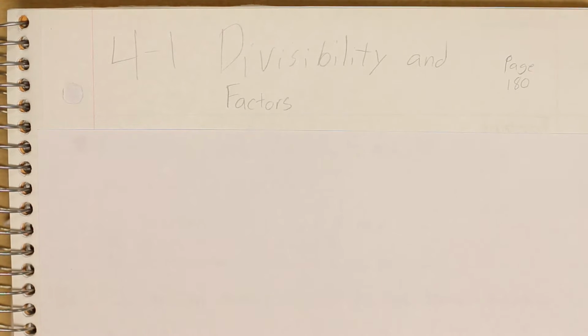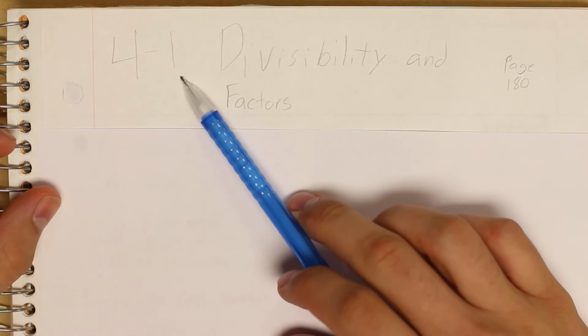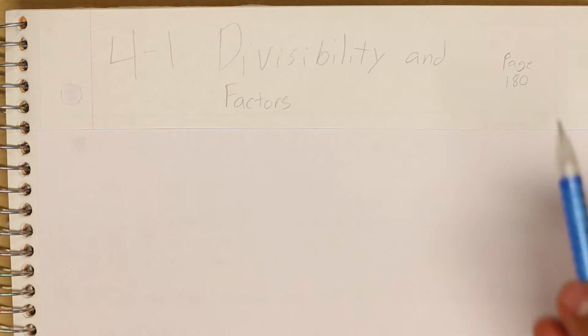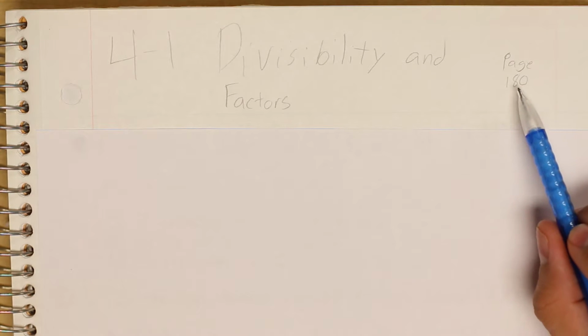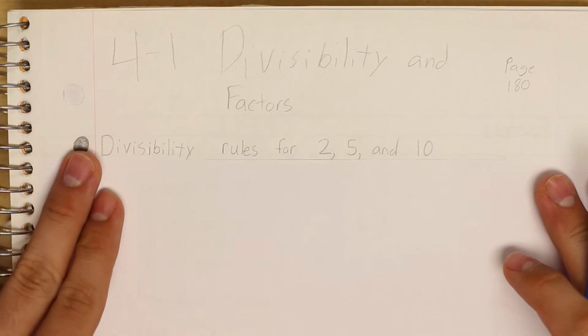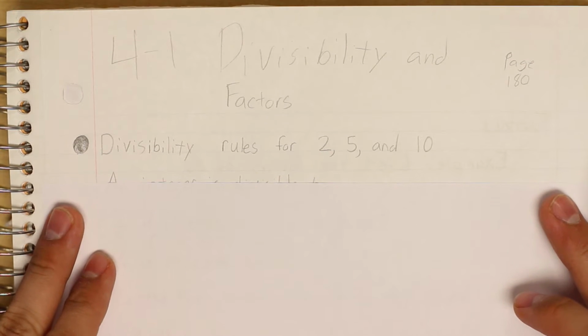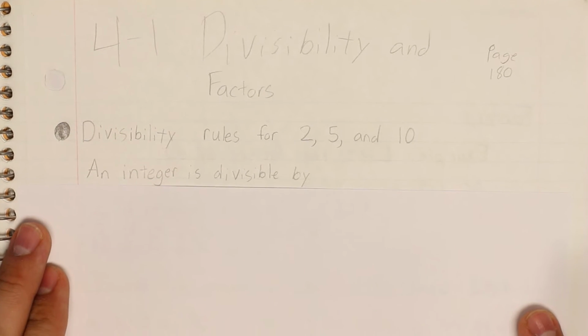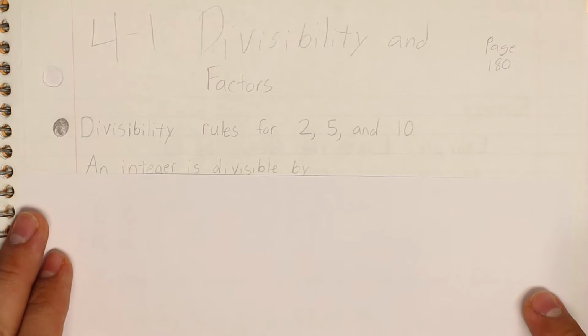All right, class, welcome to the first video lesson of Chapter 4. We'll be starting in Section 1 this time. We won't be skipping Section 1. The first section covers something known as divisibility and factors. You can find it on page 180. Let's just jump right into this. So, something about divisibility and factors.